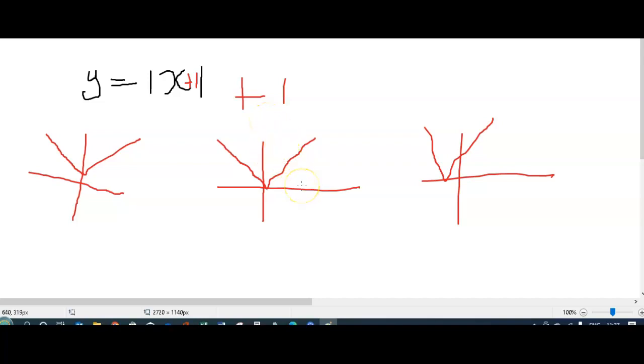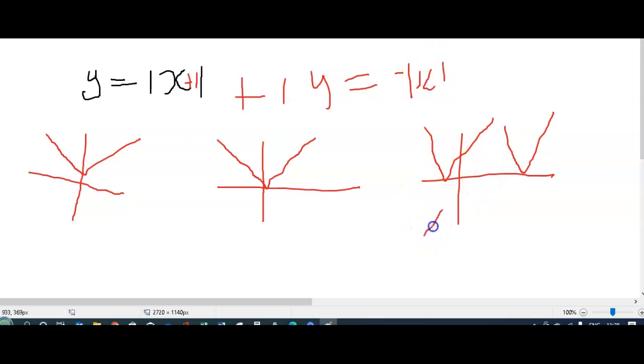Simple. If it was a negative x inside, so y is equal to the absolute value of negative x, negative x means the x changes. So if this graph becomes negative x plus 1, with the negative inside, it'll be reflected on the y-axis. But if y is equal to negative outside the absolute value sign, that means it's reflected on the x-axis.